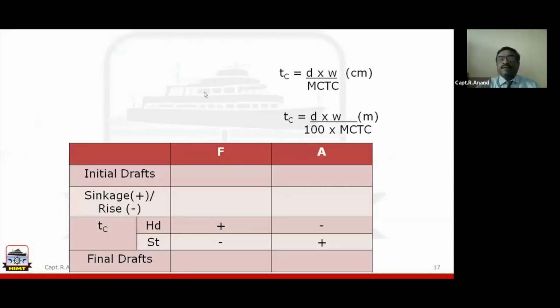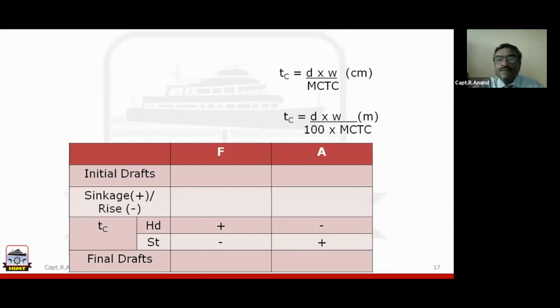So what we have here, the formula: trim change is change in trimming moment by MCTC. How much was the change in trimming moment? Product of D, which is from the fulcrum, into the weight which has been loaded or discharged. So dW is the moment created. So moment created by MCTC. MCTC is the moment required to change the trim by 1 centimeter. So if I divide these two, will I not get how much trim change is required? How much trim change is going to happen?